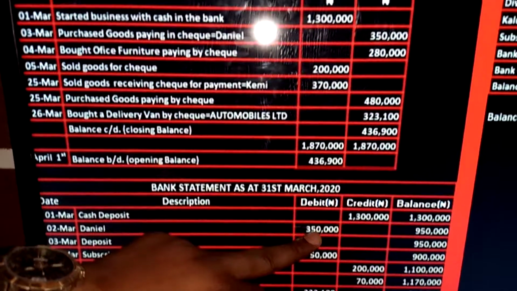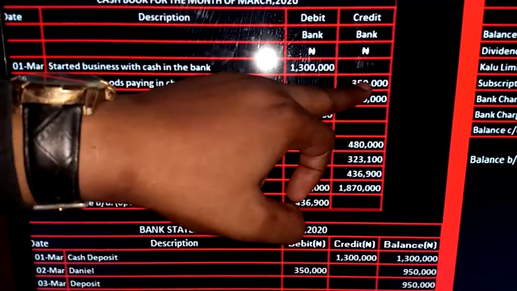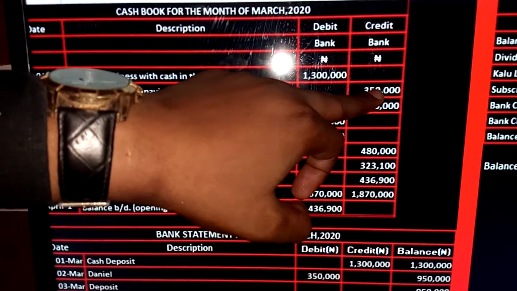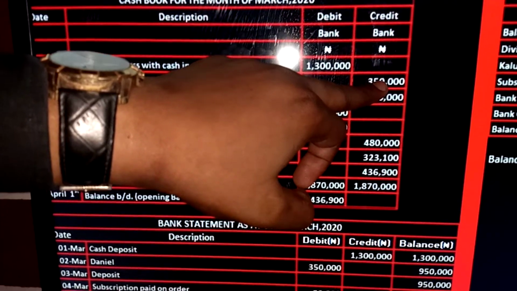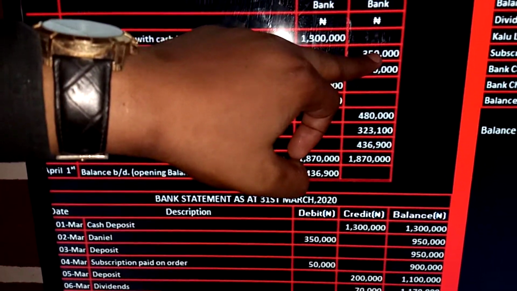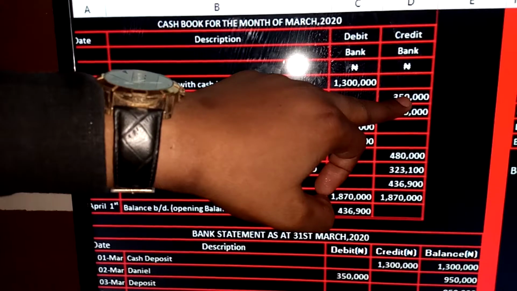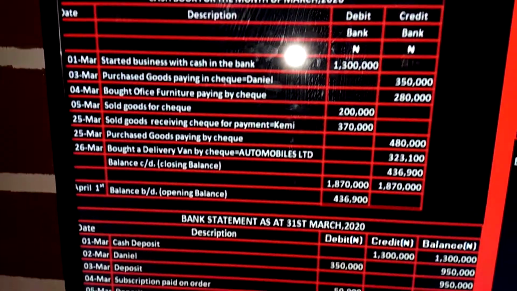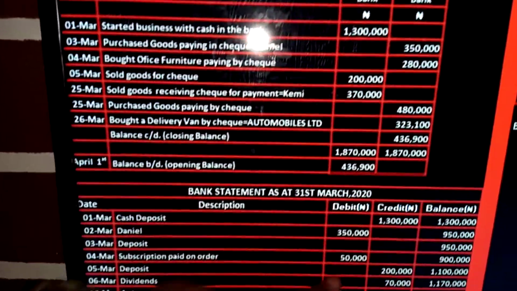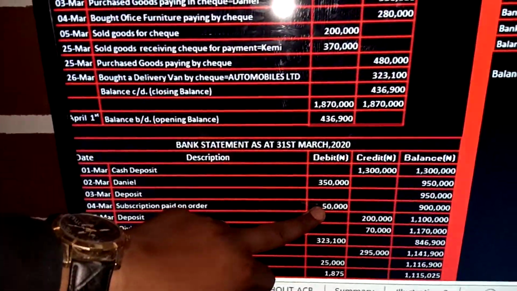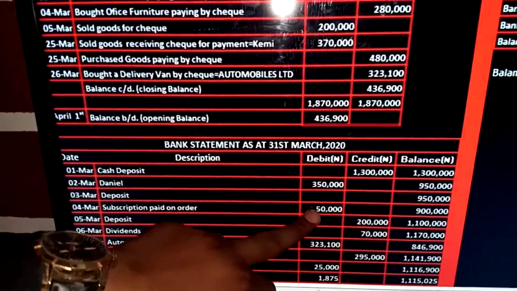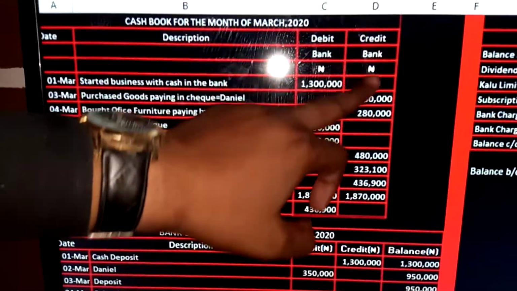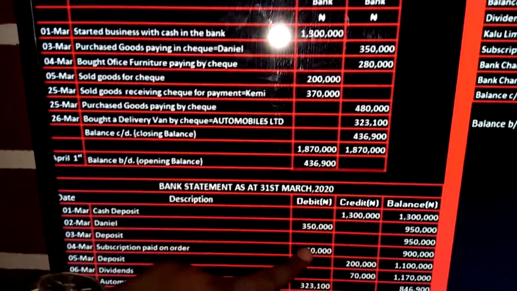350,000 in the debit side. Is it in the credit side of the cash book? Yes, it is there. Okay, it is there. So that clears it. The next one is what? 50,000. Is it in the credit side of the cash book? No. So this can cause a discrepancy.